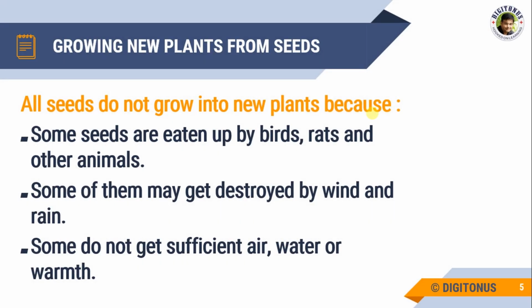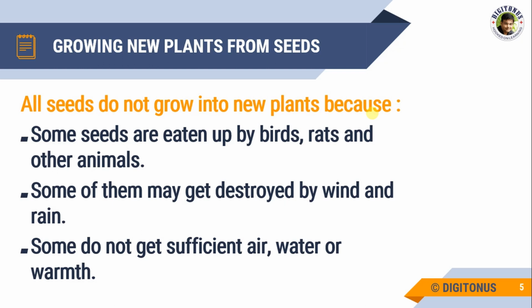Now let us see the growing new plants from seeds. See dear students, all seeds cannot grow into new plants. Some seeds are eaten up by birds and insects. Some seeds get destroyed by rain or wind. Some seeds do not get sufficient air, water or warmth to grow. If the seed survives and gets the right amount of water, air and warmth from the sun, it will produce a baby plant or seedling.